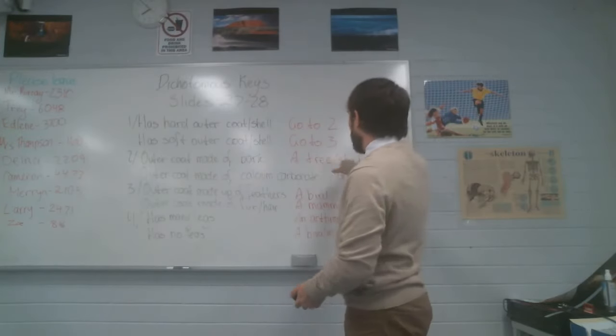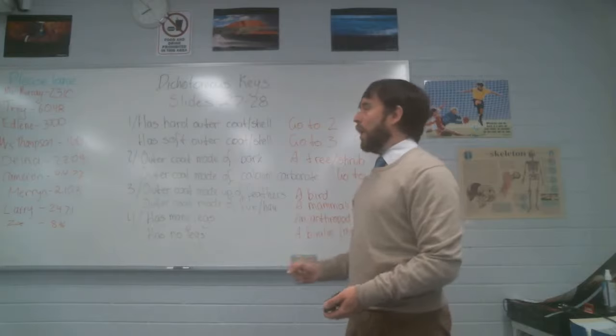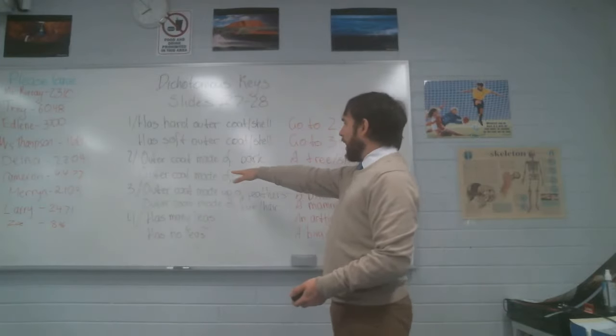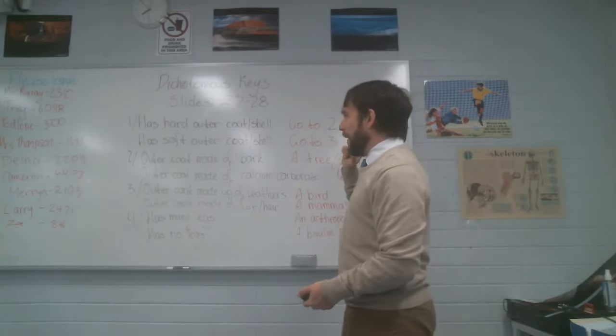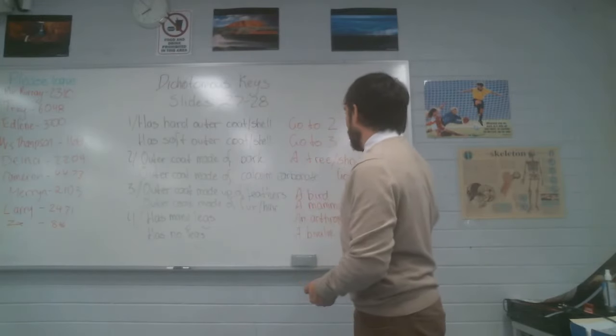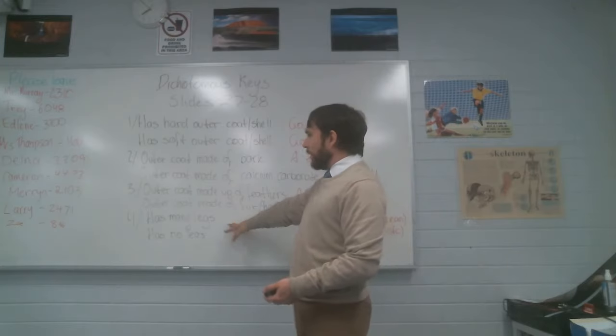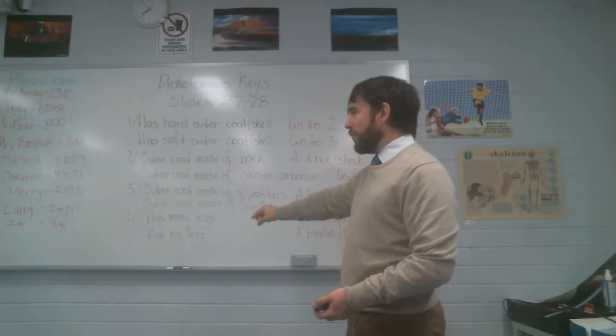Well, if it is, then we have a tree or a shrub. We have some kind of plant. If it's not, the outer coat is made of calcium carbonate, then we need to go to question 4. So let's say in our example that our outer coat is made of calcium carbonate. We go down to question 4. Does the organism have many legs?